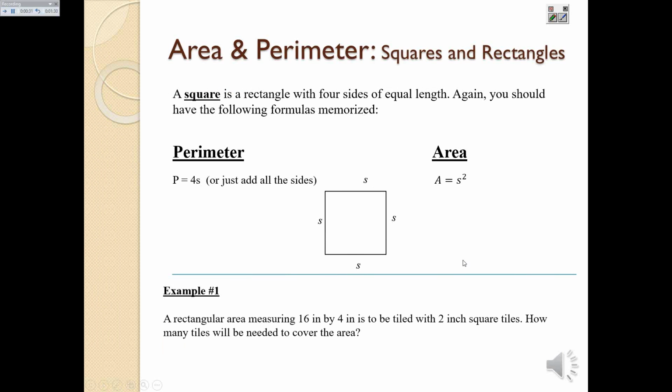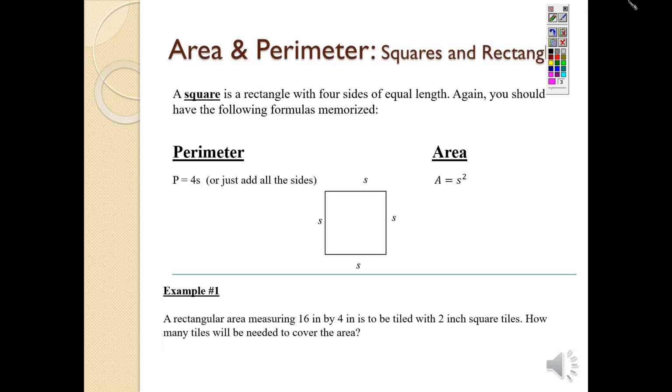Let's look at an example. A rectangular area measuring 16 inches by 4 inches is to be tiled with 2-inch squares. How many tiles will be needed to cover the area? Well, first of all, we know what the area of the whole thing is going to be, because we can multiply 16 by 4.